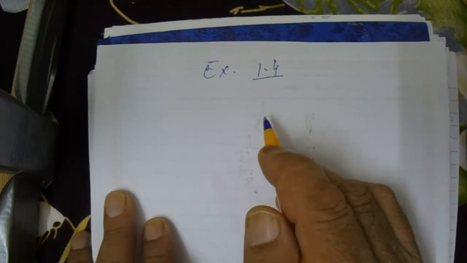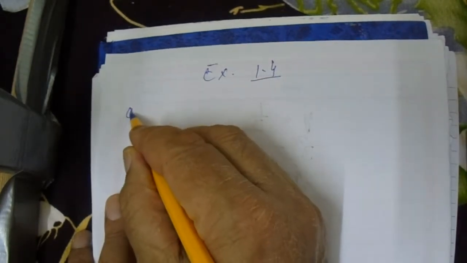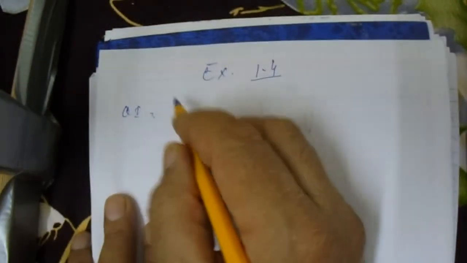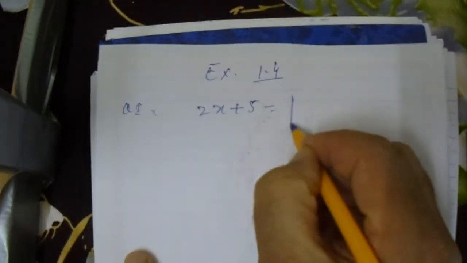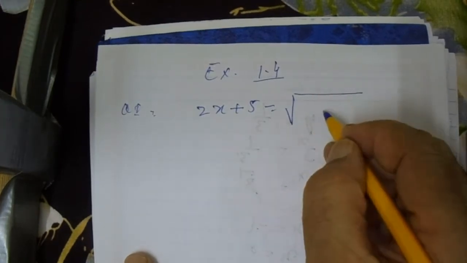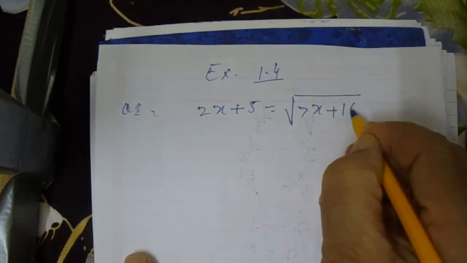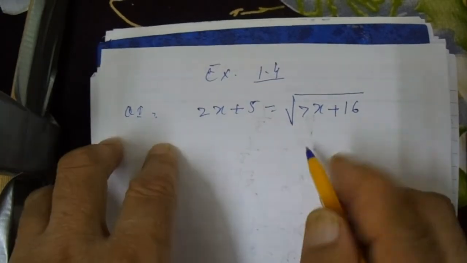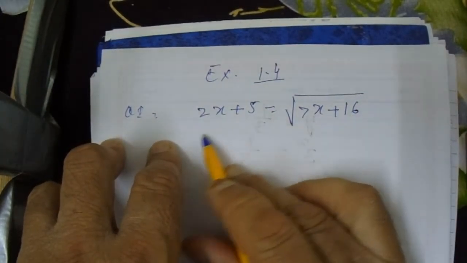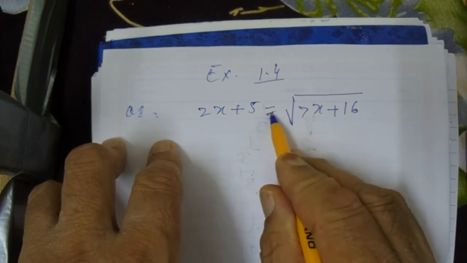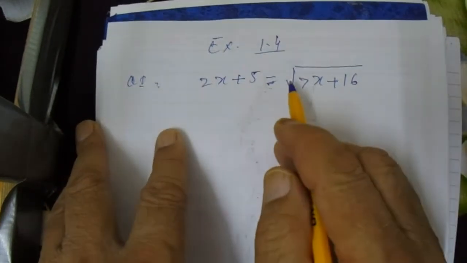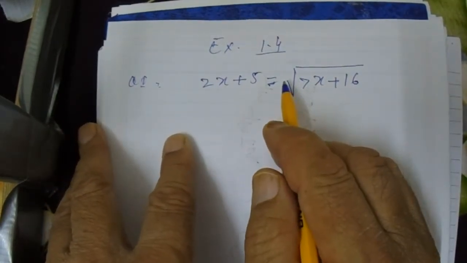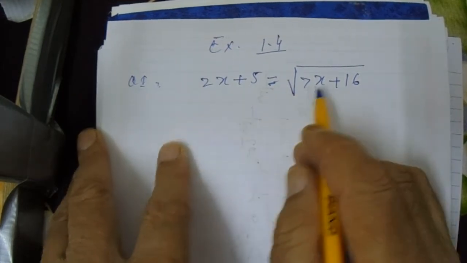Now we solve the first question, and the first question is: 2x plus 5 is equal to the square root of 7x plus 16. Now this equation is given. This is our left hand side and this is our right hand side. First we remove this radical sign. To remove this radical sign, our method is squaring both sides.